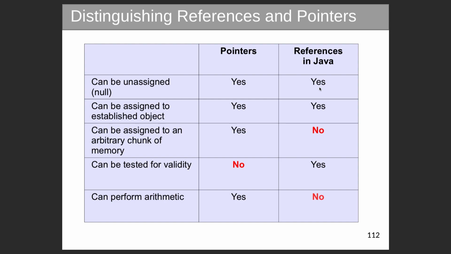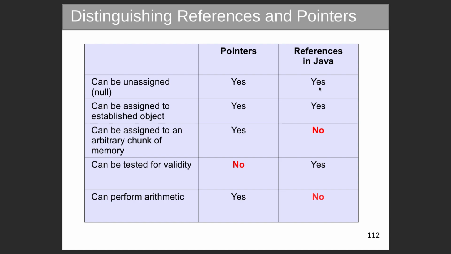In Java, null is actually something the compiler understands, and you might see String s equals null, for example. That is a reference which is unassigned. It doesn't point to any object. Pointers and references can both be assigned to an established object. You've often seen me write code where I've done String s equals something or other, and then String t equals s. Now I have two references pointing at the same thing. That's allowed, and you can do the same with pointers.